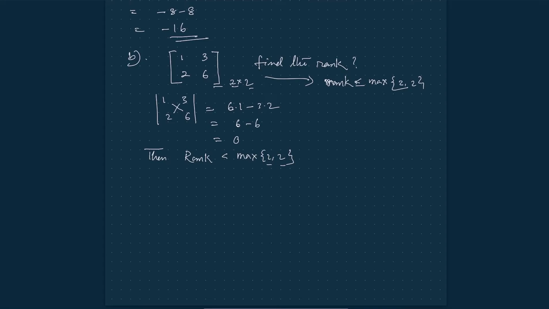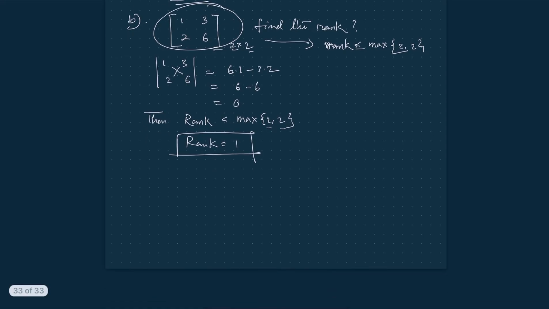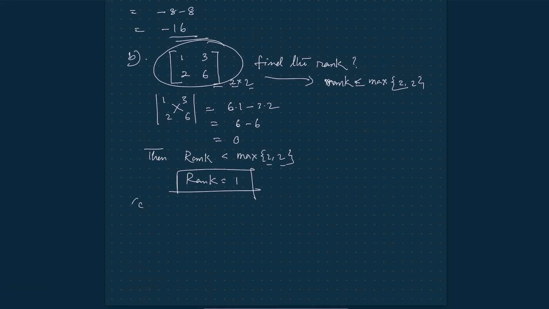The rank is always an integer. It cannot be a fraction like 1/2. The rank will be either 1, 2, 3, 4 like that. But here the maximum is the order 2, and the positive integer less than 2 is 1. That's why rank will be equal to 1. So the rank of this matrix will be 1. I think I'm done. Next I'm going to solve another problem here.